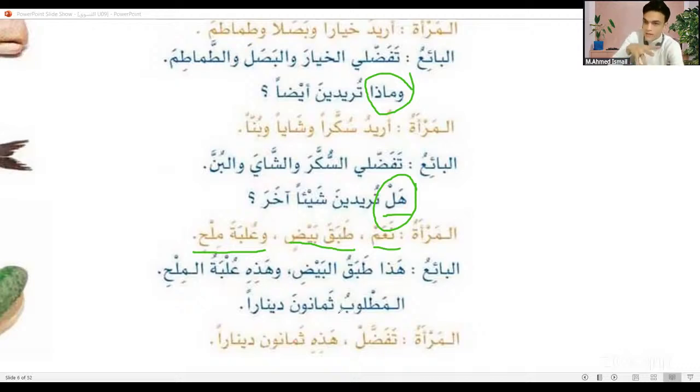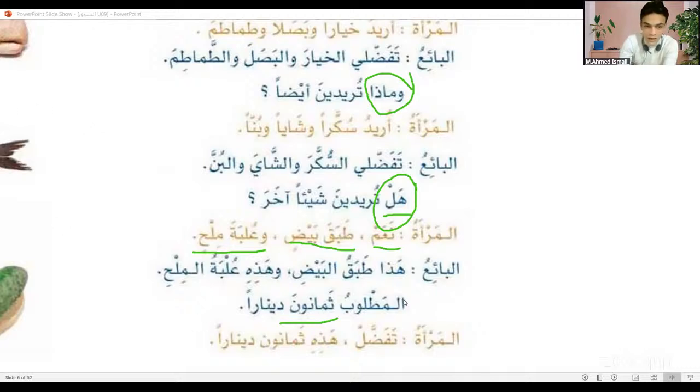I don't know why he didn't ask again if she needs any other thing, but okay. هذا طبق البيض, this is البيض, and this is الملح, like the salt. And then he said المطلوب, like you say the word مطلوب, the thing that you ordered. So المطلوب 80 دينارا. The word 80 means 80. So 80 دينار, which means 80 dinar.